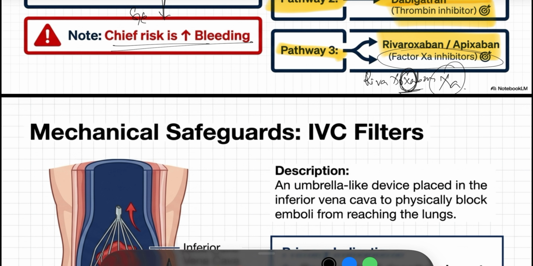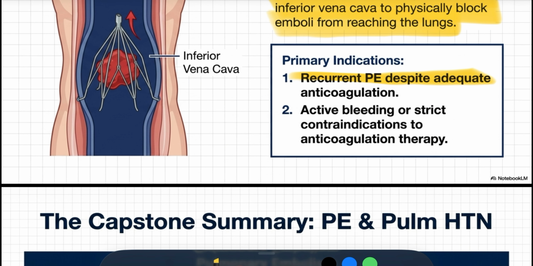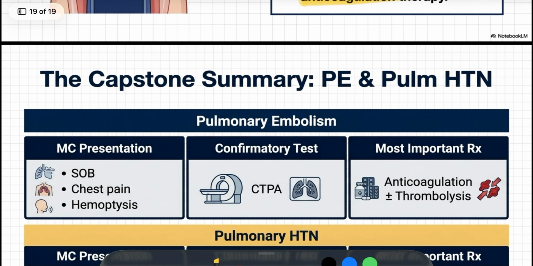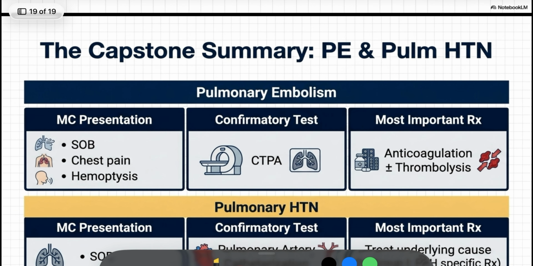Then we have advanced options, it's fine if you don't know this, but it's an interesting thing. IVC filters: an umbrella-like device placed in the inferior vena cava to physically block the emboli from reaching the lungs. So DVT goes through the inferior vena cava. If you place a filter at the site of the inferior vena cava, it doesn't go up. It is indicated in recurrent pulmonary embolism despite adequate anticoagulation, active bleeding or strict contraindication to anticoagulation therapy. Since there is a bleeding disorder or something, this is preferred over anticoagulants. So this is one page you have to remember well.